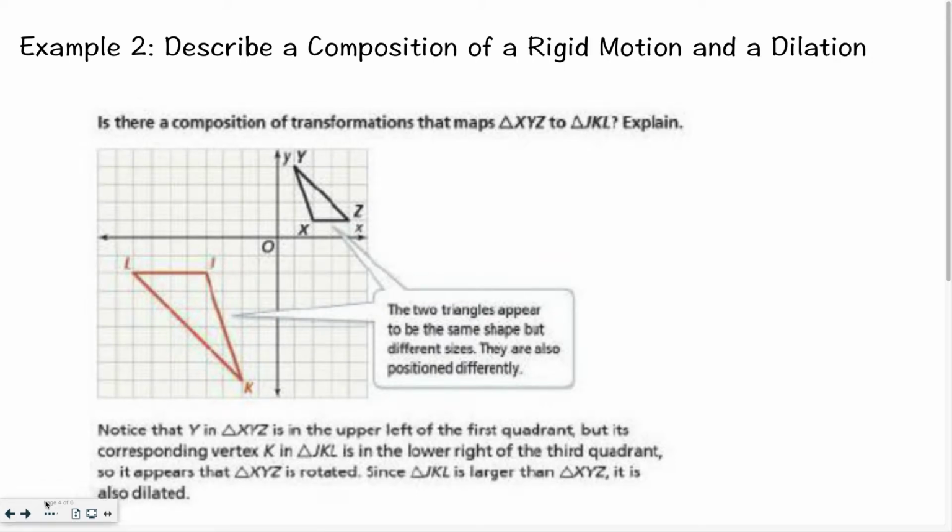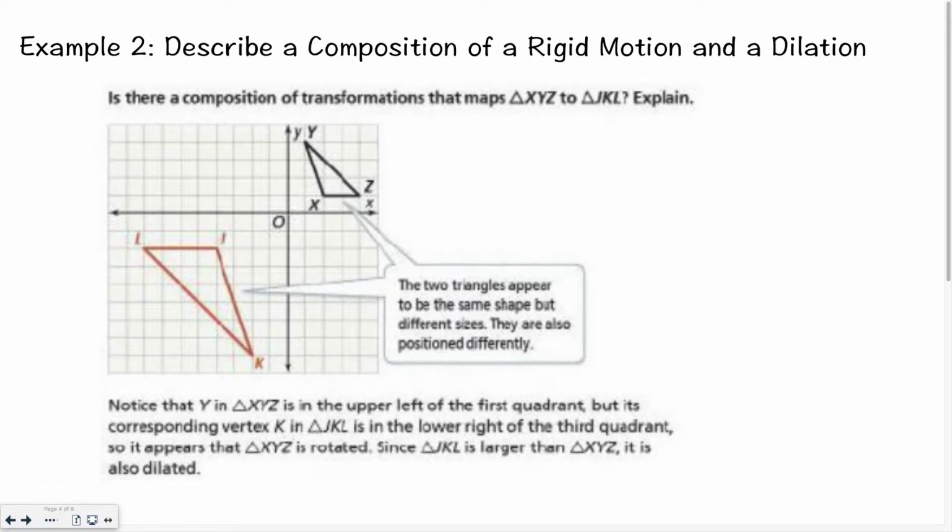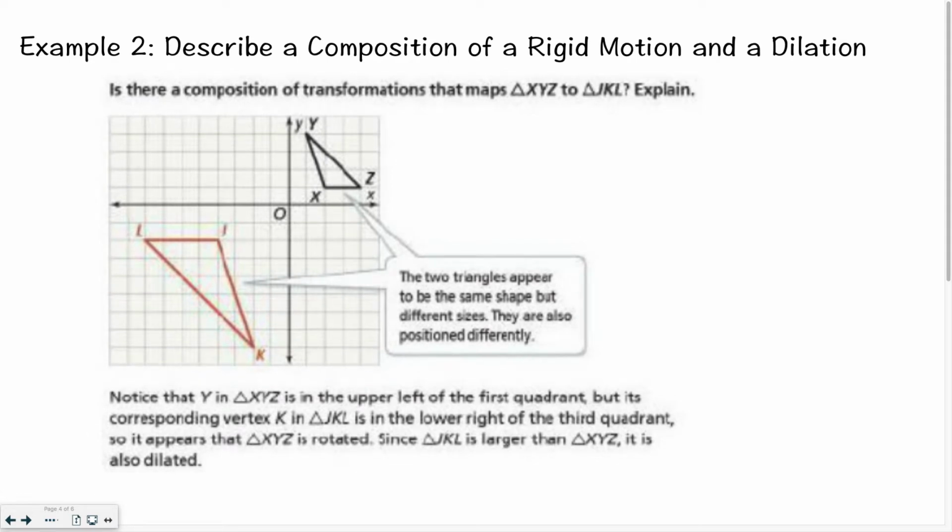All right, so then example 2, we want to describe a composition of a rigid motion and dilation. So last time, on the last problem, I gave you the transformation and you performed it. Now I'm giving you the image of the transformation and I'm asking you to tell me what happened. How did we go from the, in this case, the black triangle to the red triangle? So is there a composition of transformations that maps triangle XYZ to triangle JKL?